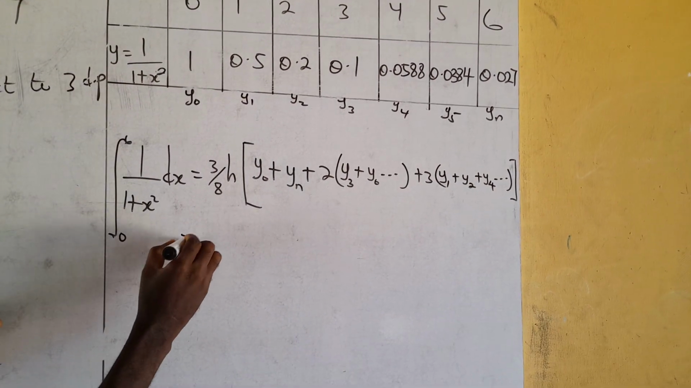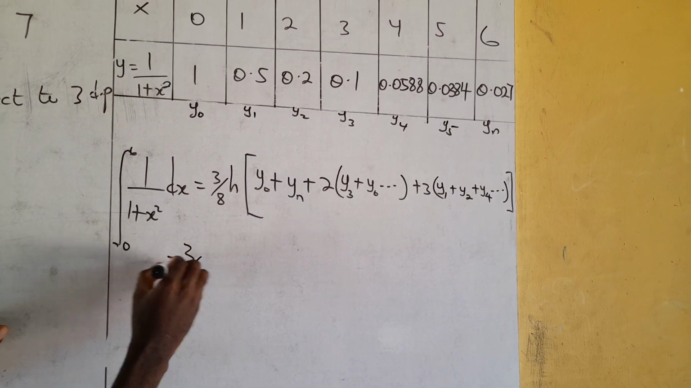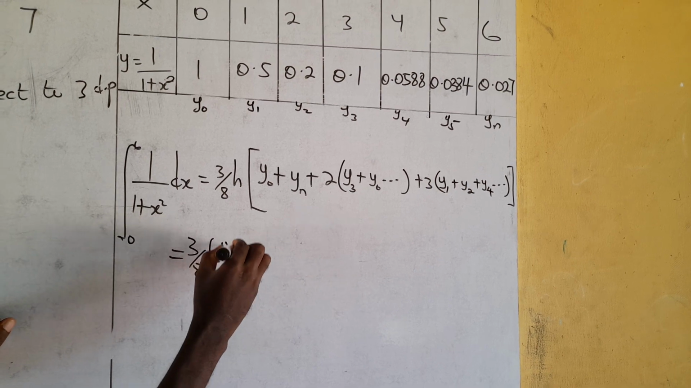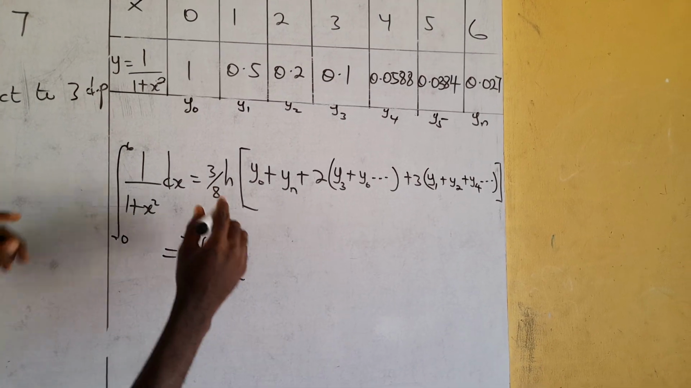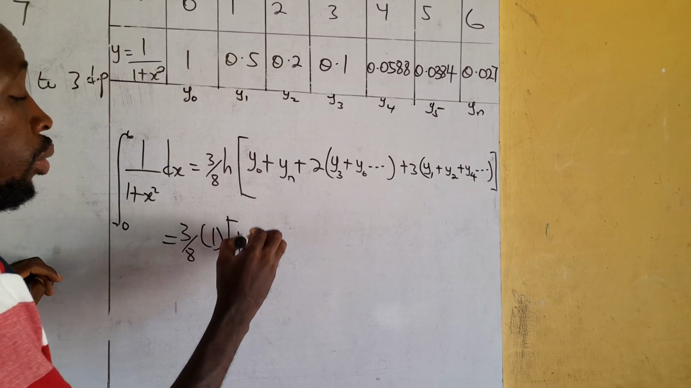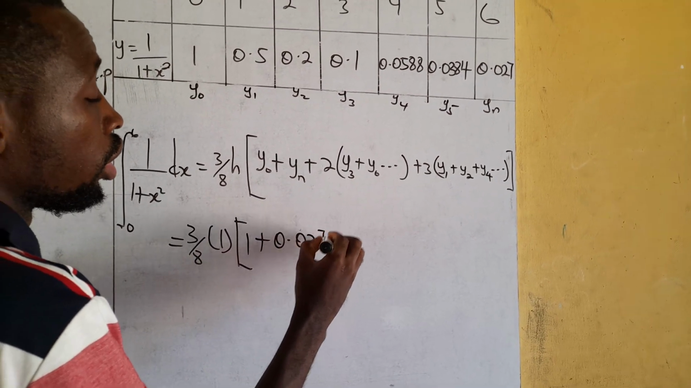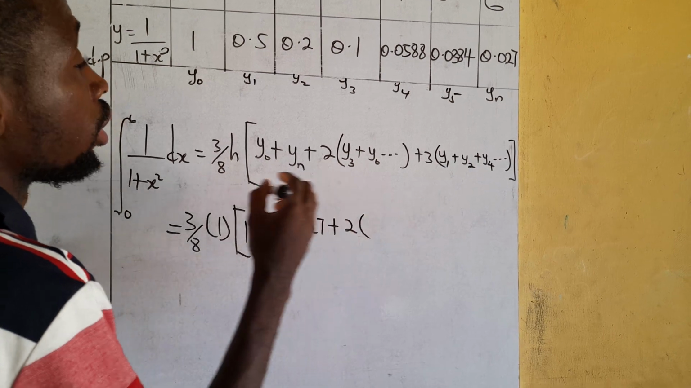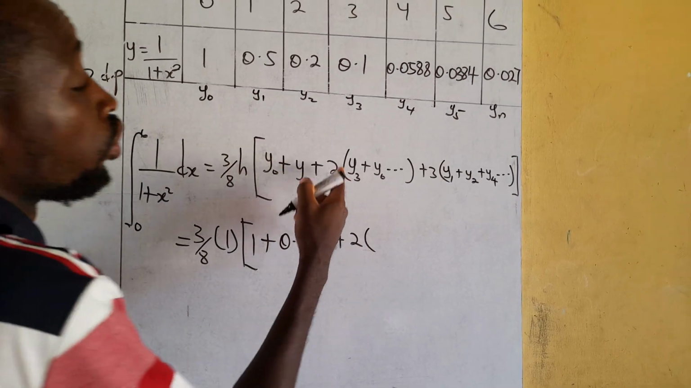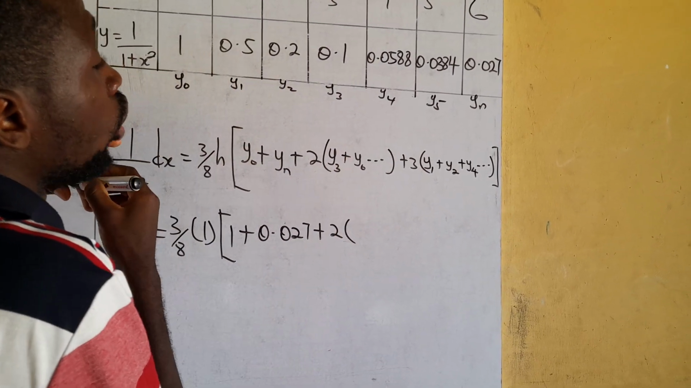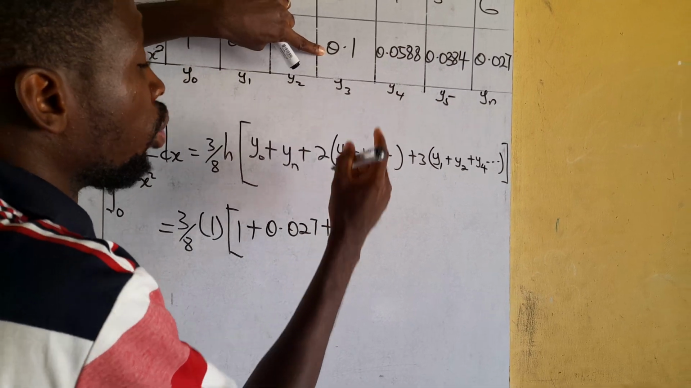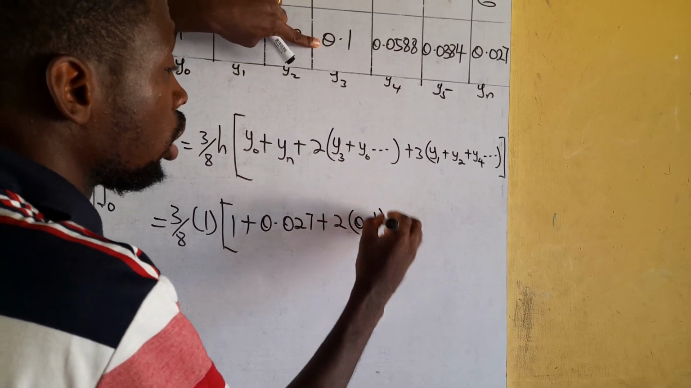So we have 3h over 8. Remember our h is 1. Then our y0 is 1 plus our yn, which is 0.027. Then plus 2 times the value of y that is in multiples of 3 position here, which is 0.1. So only 0.1.